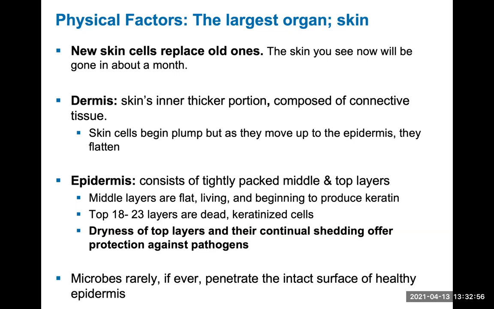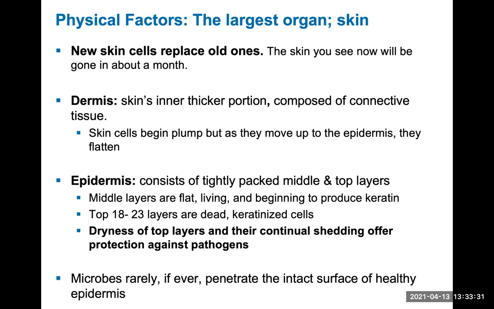It's composed of connective tissue, and it's constantly producing cells. These cells begin plump, like what you normally think of as cells. They're living, they're plump. But as they move up to the higher layers of your skin, to the epidermis, they begin to flatten out, and they also begin to produce keratin and get ready to die. And so the epidermis, those top layers, are going to be tightly packed.